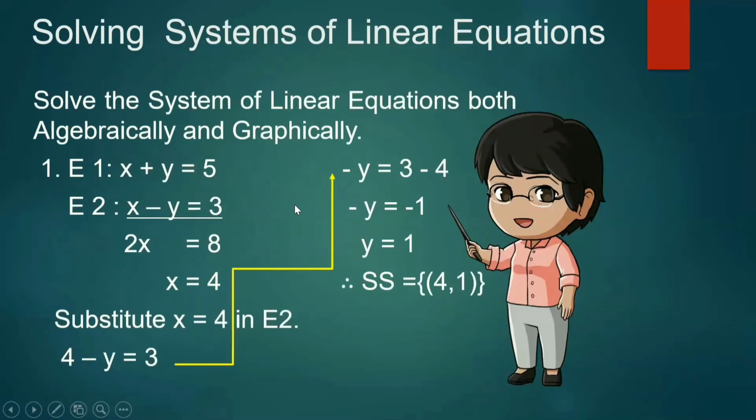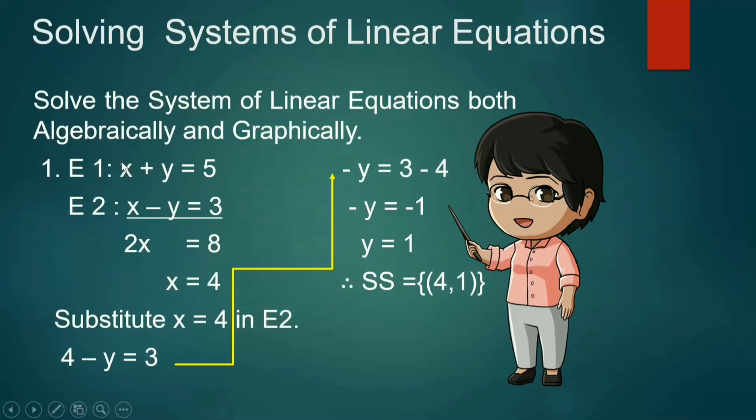Solve the system of linear equations both algebraically and graphically. Number 1. Equation 1, x plus y is equal to 5. Equation 2, x minus y is equal to 3. We eliminate y by simple addition because they are already additive inverses of one another.